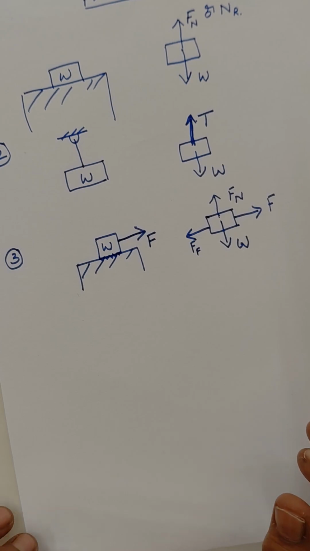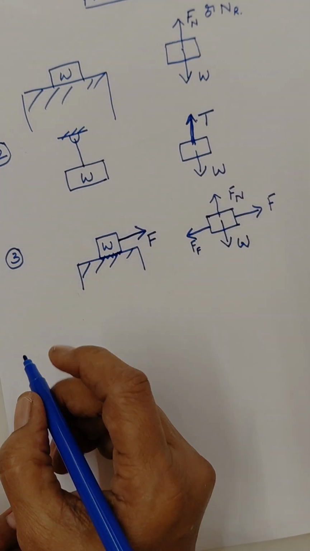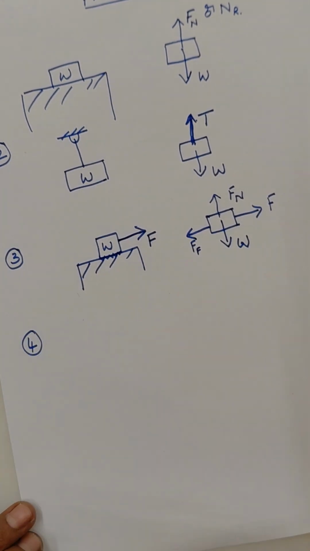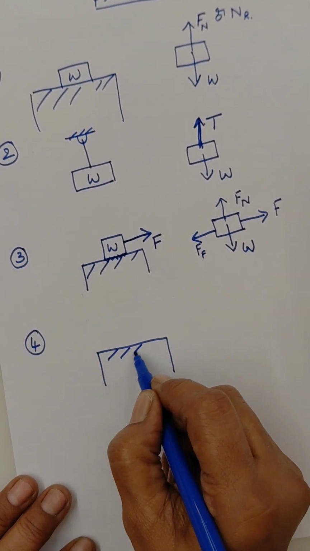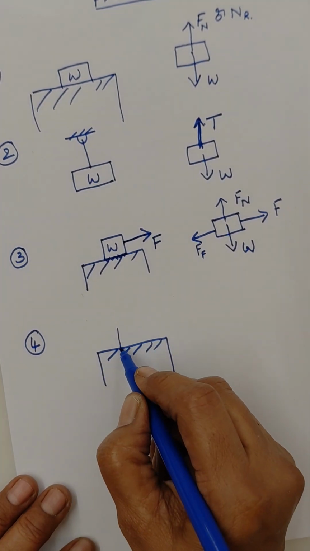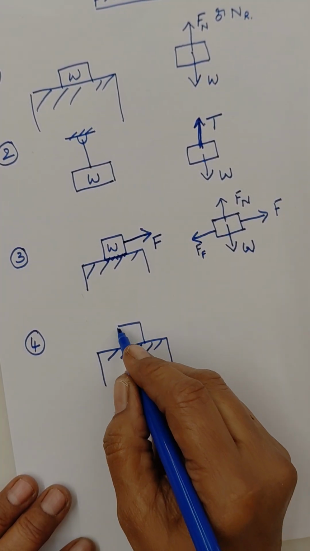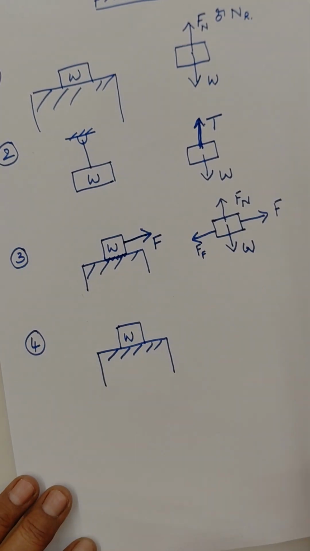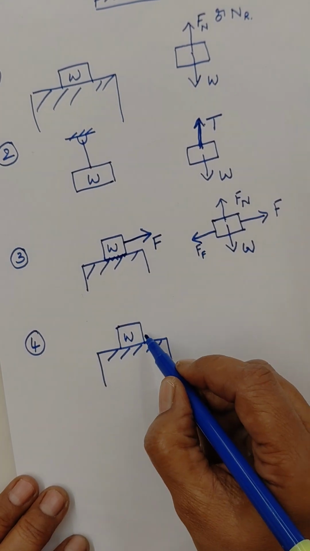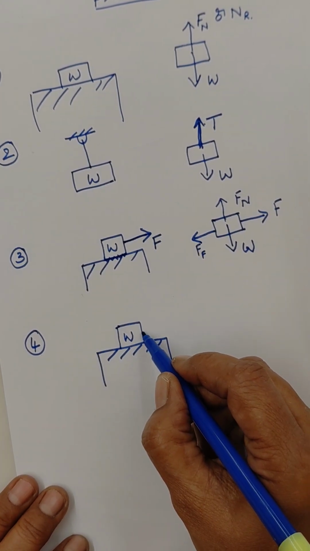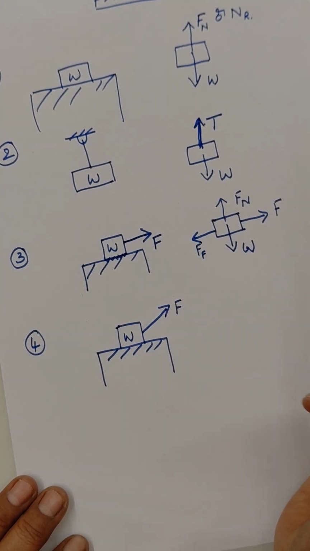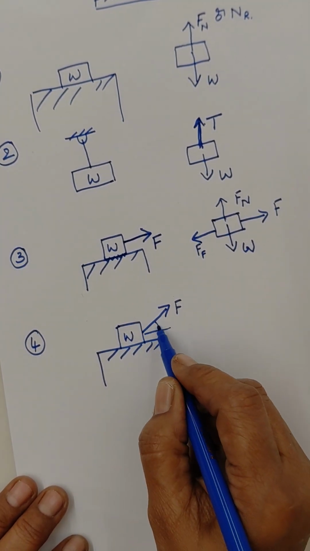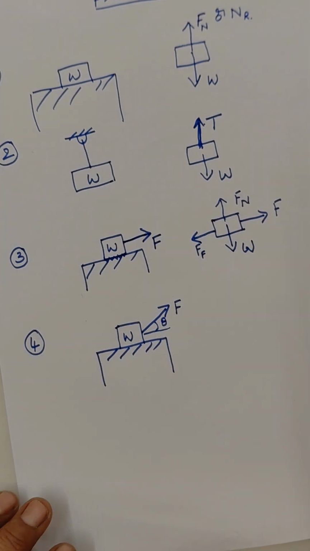So now let us see another example, where you have a block like this. Again, this is a surface on which the block is resting with a weight W. And now it is subjected to a force F in the inclined direction like this. Let us say this is making an angle theta with the horizontal surface.